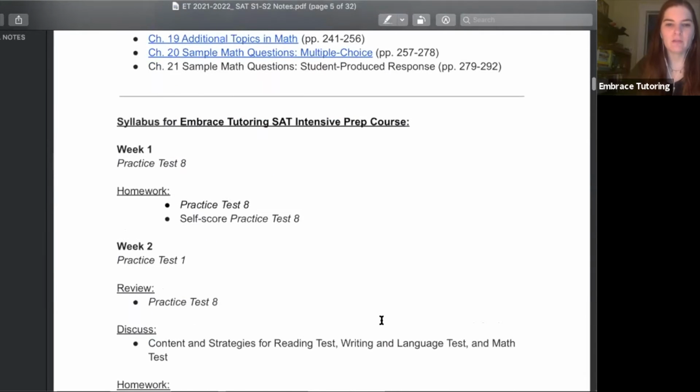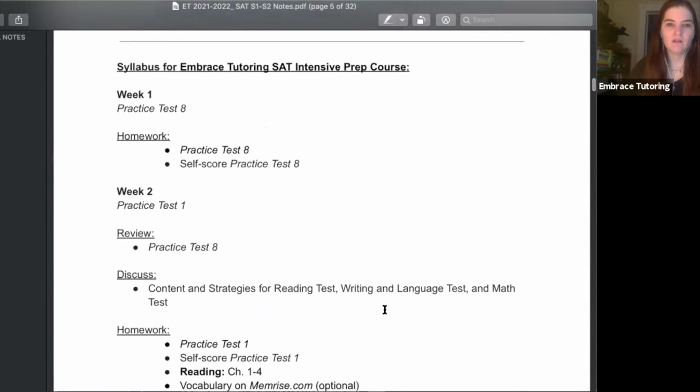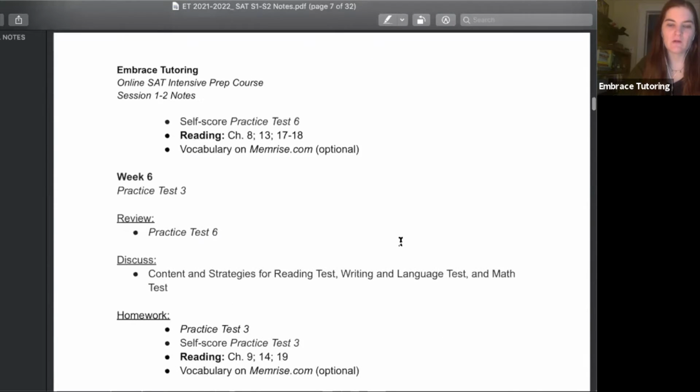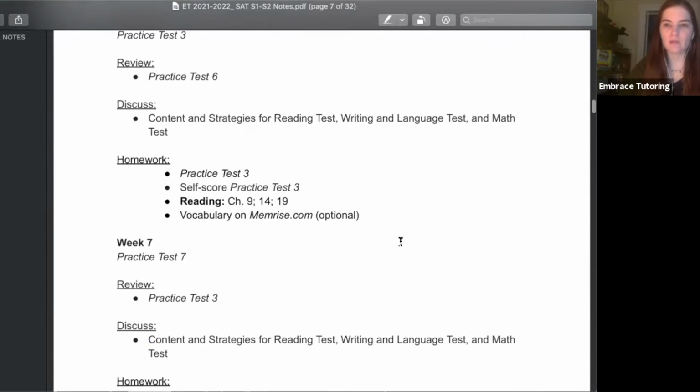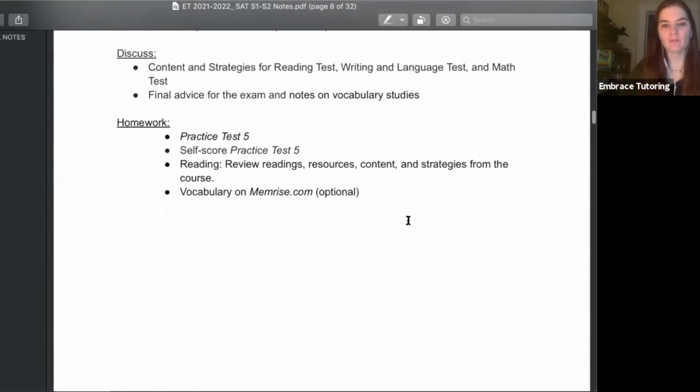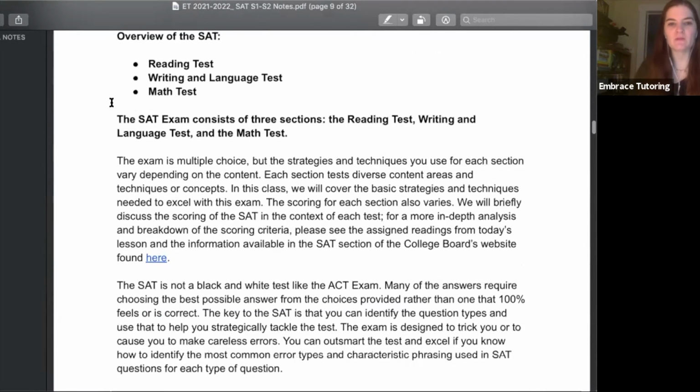So that all being said, you do want to make sure that you keep this handy for yourself in terms of going back through, looking at the strategies that we've employed together, what we've been working on. So in terms of strategies, like the breakdown of the test: it consists of the reading test, the writing and language test, and the 2 math tests, one that is calculator and one that is non-calculator. You tackle the non-calculator section first.